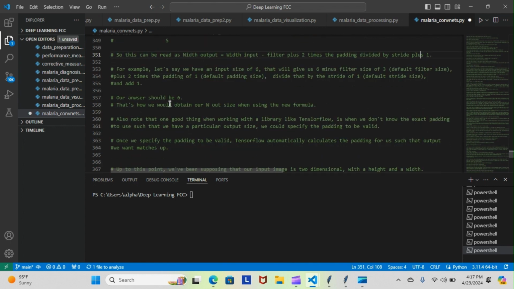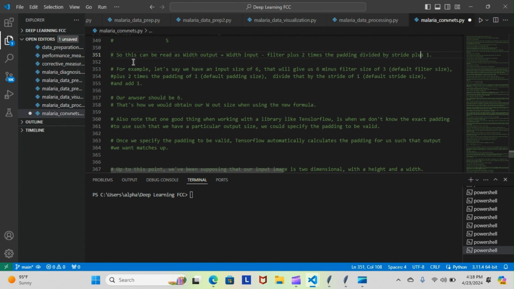For example, let's say we have an input size of 6. That will give us 6 minus a filter size of 3, because that's the default filter size we're going to use. So it's 6 minus 3, plus 2 times the padding of 1. The default padding size here is 1, so 2 times 1 is 2. 6 take away 3 is 3, plus 2 is 5. Then we divide that by the stride of 1, so 5 divided by 1 gives us 5, plus 1 gives us 6.